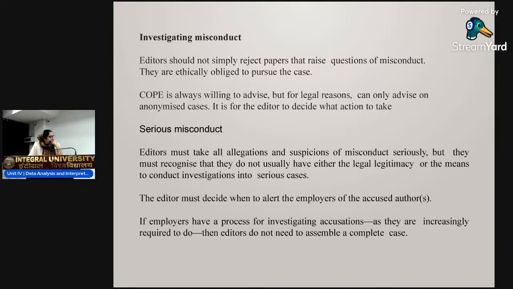The editor must decide when to alert the employers of the accused authors. All right. So they send the message. They ask the author to respond: the corresponding author, and all the authors. If they are not satisfied, they would ask the employers, because affiliation matters. Like if you're publishing a paper using the affiliation of Integral University, there are chances that we'll be asked for the data.